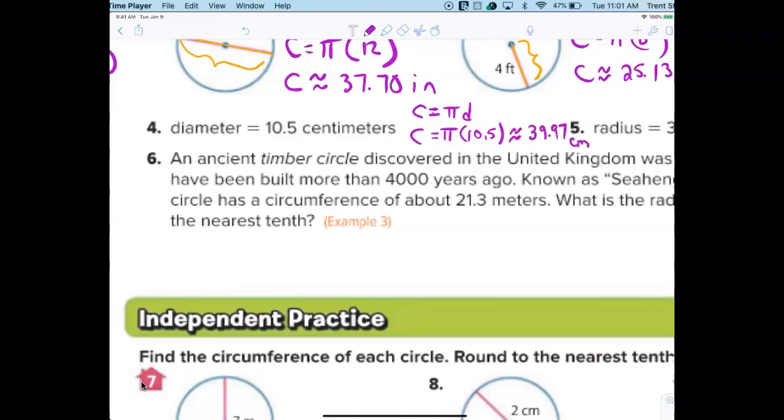Everybody okay with that? Yeah, me too. I didn't know. Oh wait, no, I misread that. 32.9. Is that right? No, 32.99. 32.99.